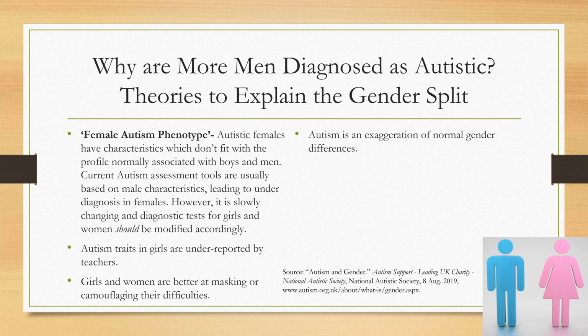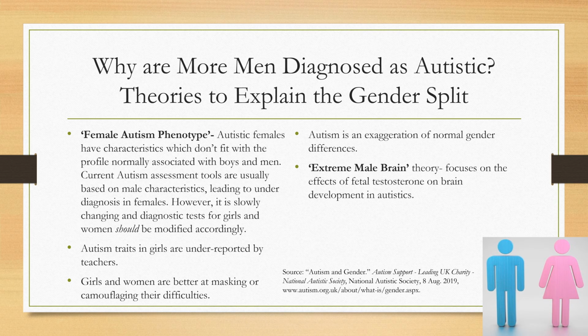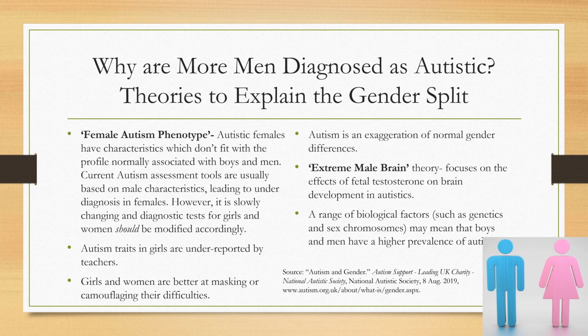Autism is an exaggeration of normal gender differences. Extreme male brain theory, which focuses on the effects of fetal testosterone on brain development in autistics. A range of biological factors, such as genetics and sex chromosomes, may mean that boys and men have a higher prevalence of autism. Again, these are all theories, but there is continuing research in it. There's just not very much research out there to prove the differences in diagnosis among autistic men, boys, and women and girls.